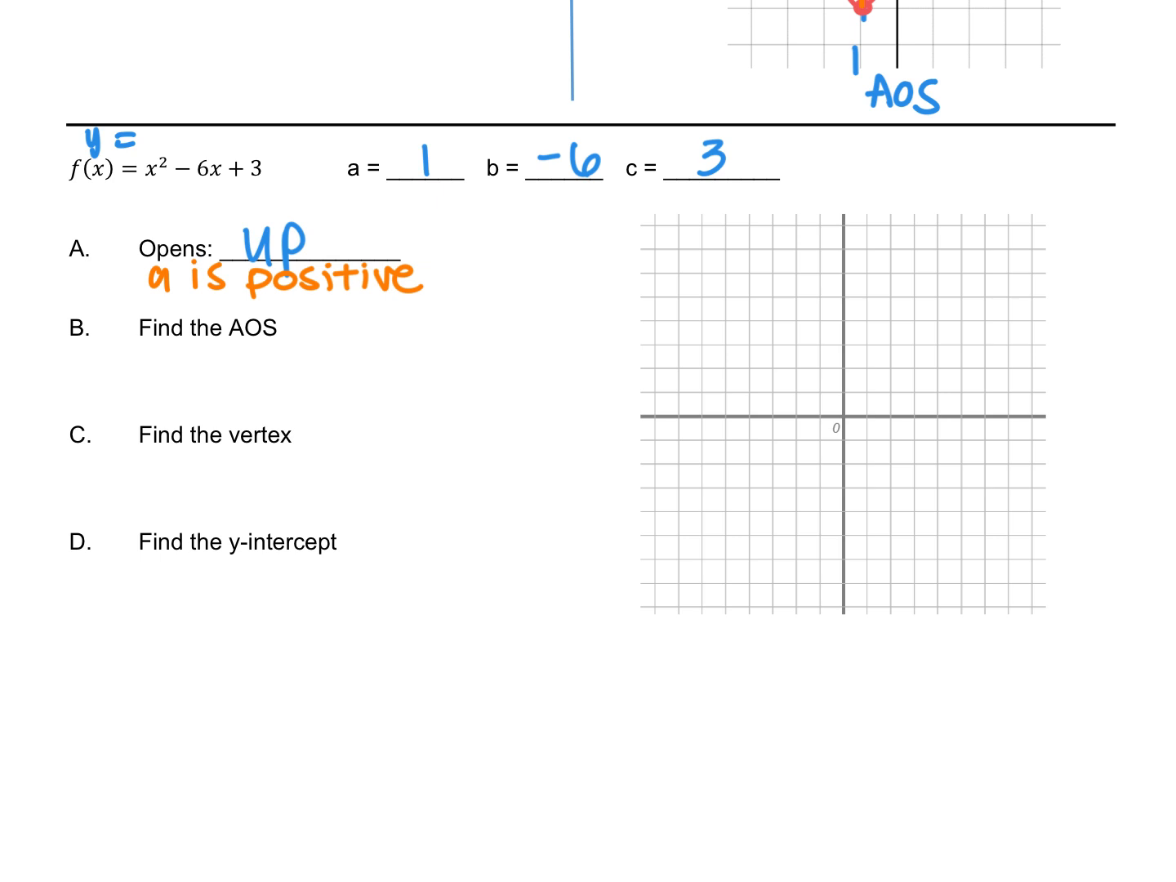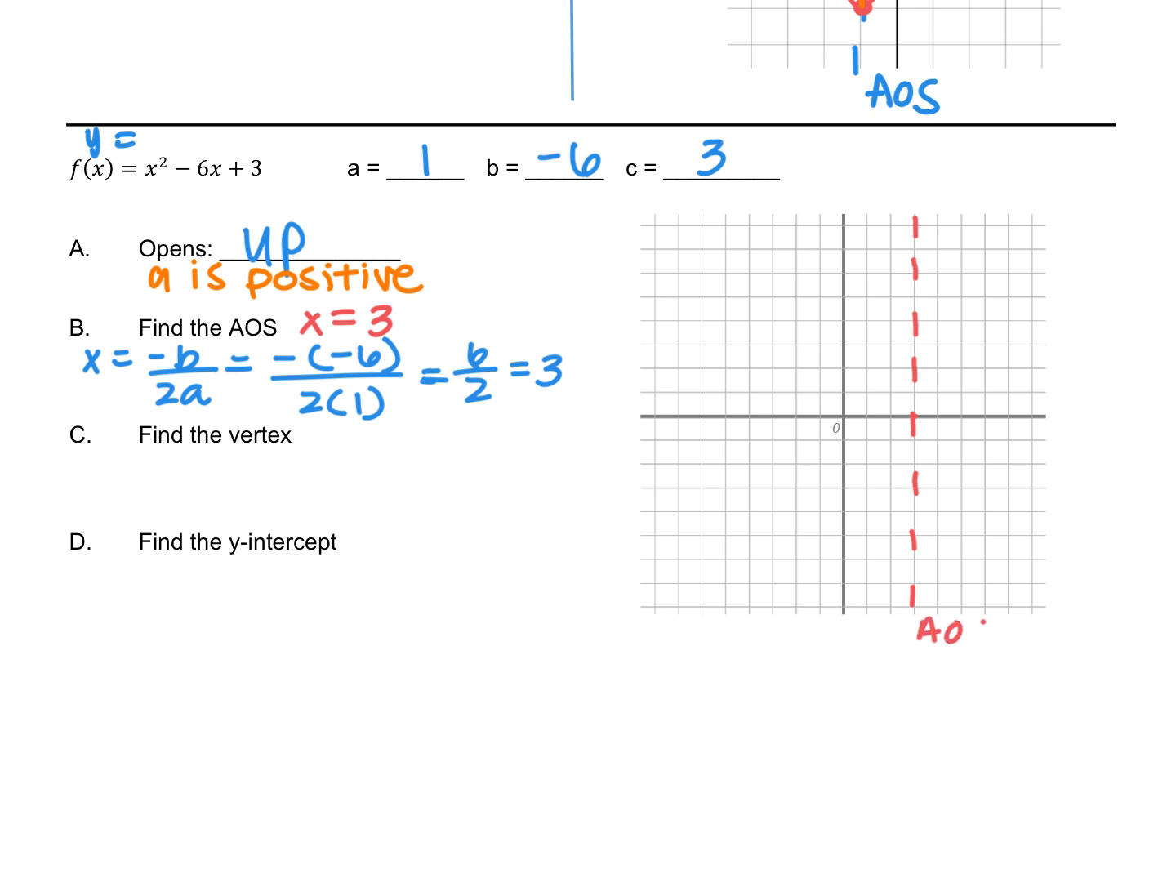A is positive, okay? So then it wants us to find the axis of symmetry. So we're going to do x equals -b over 2a. So we have -6 over 2 times 1. So that's 6 over 2, so 3. So my axis of symmetry is x equals 3. 1, 2, 3. Axis of symmetry.